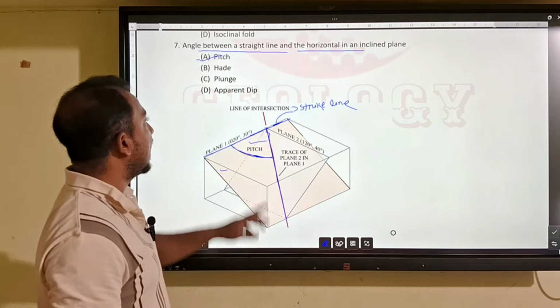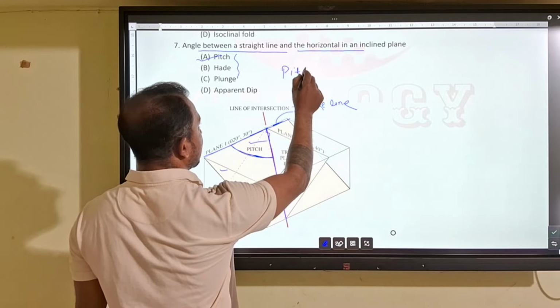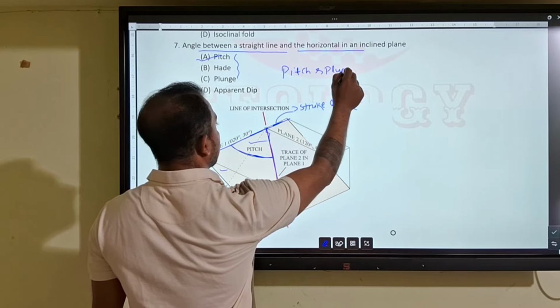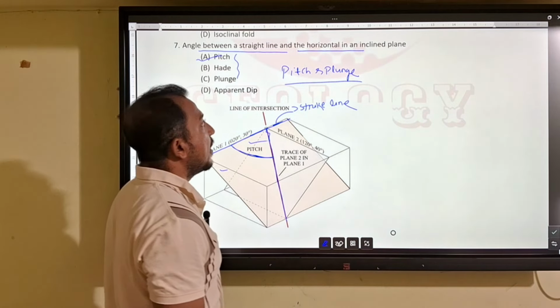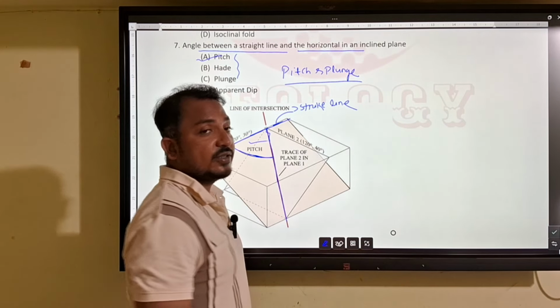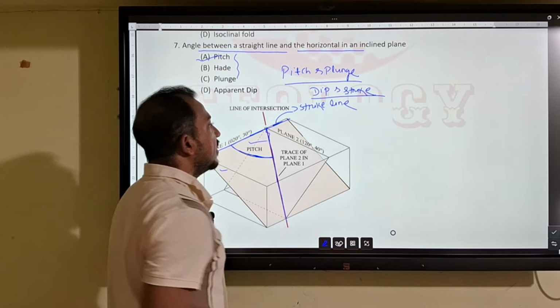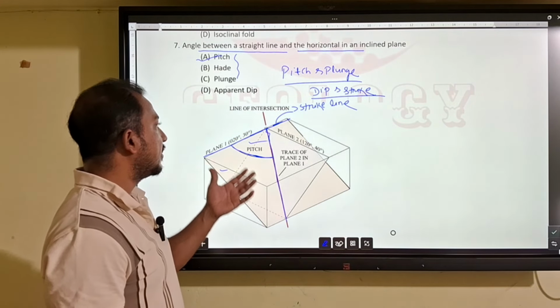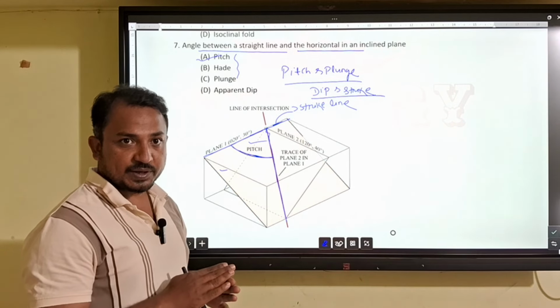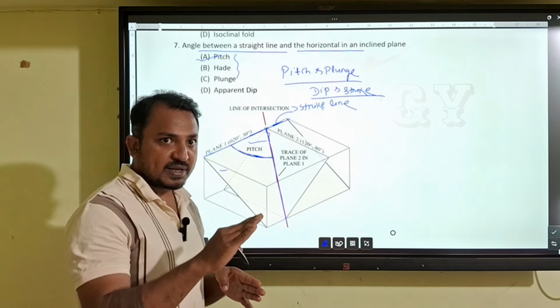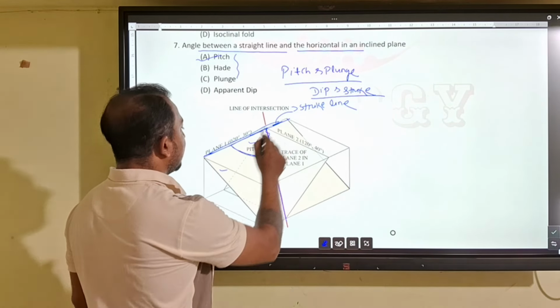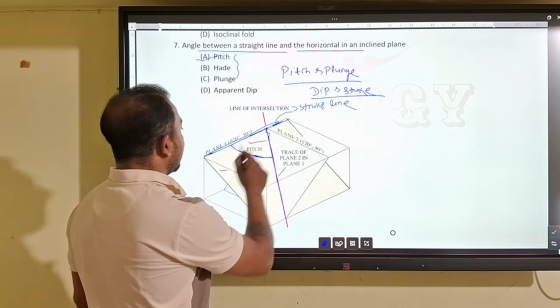Pitch and plunge are used to determine the attitude of a line. Any linear structure has its attitude defined on the basis of pitch and plunge, and any planar structure has its attitude defined by dip and strike. So dip is the angle of inclination of a bed, and strike is the intersection of an inclined bed with the imaginary horizontal. So this is the strike line, and this can be the dip of the bed.